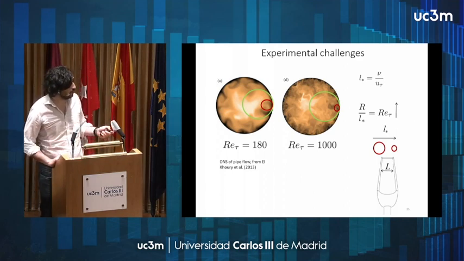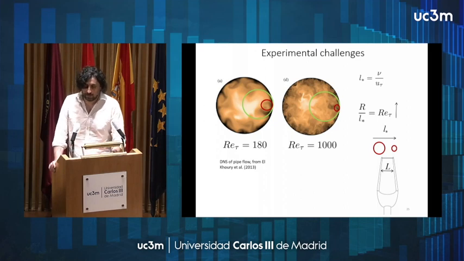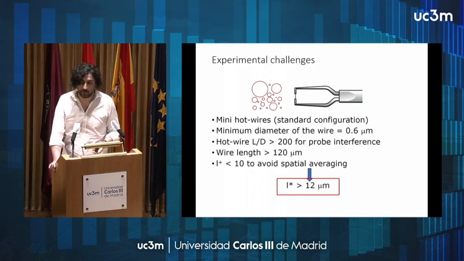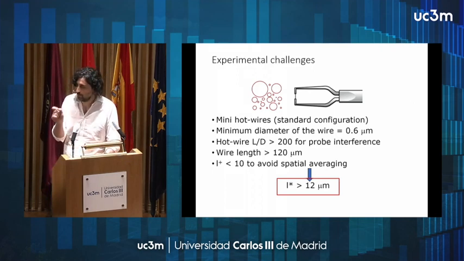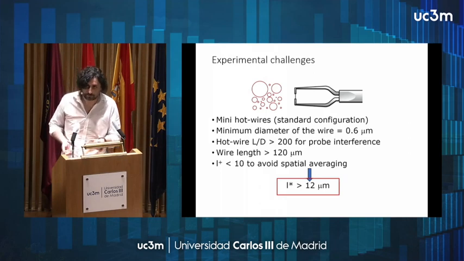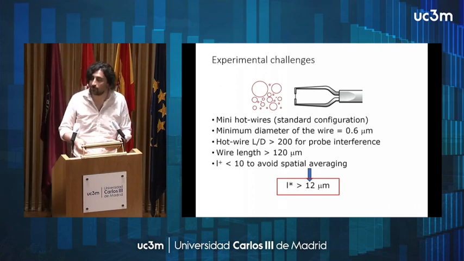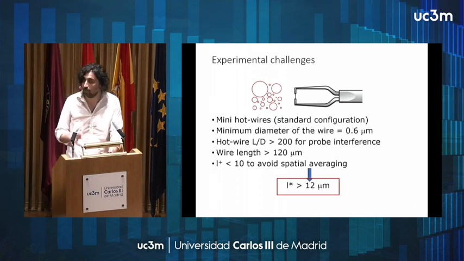So what is the instrument that we use to measure turbulent fluctuations? The main tool that we use is hot wire anemometry. A hot wire anemometer is a small piece of wire, a resistance, which is heated by current and exchanges heat with the surrounding fluid as a function of the local velocity.